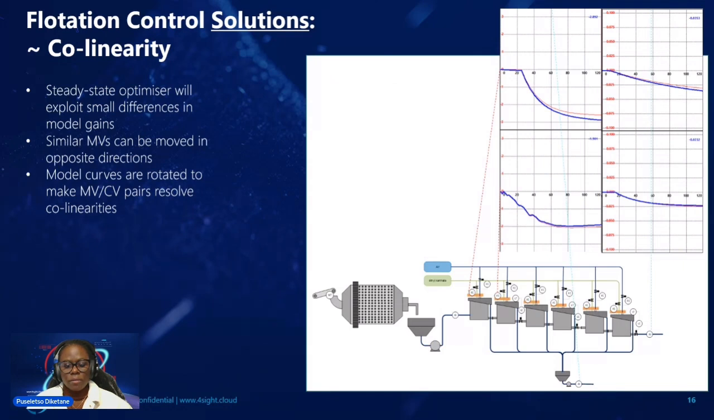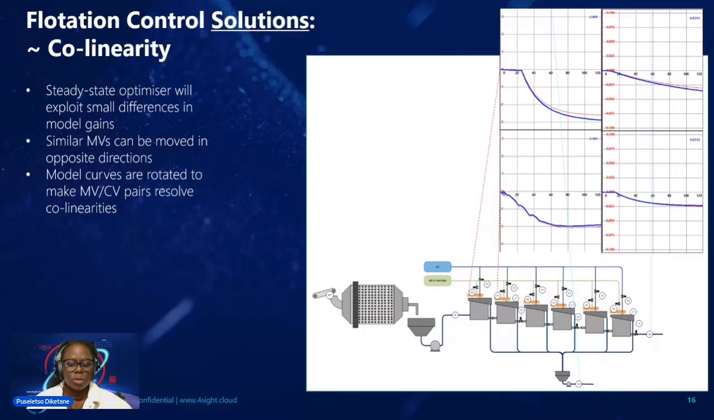So in terms of resolving collinearity within the process, the APC that we have here at Foresight allows us to do what we call a collinearity repair on our flotation cells, in which the individual models are rotated slightly to make them perfectly collinear. This will then make them identical from the controller's perspective and allow the controller to move them identically to each other when the controller is online and controlling the plant.